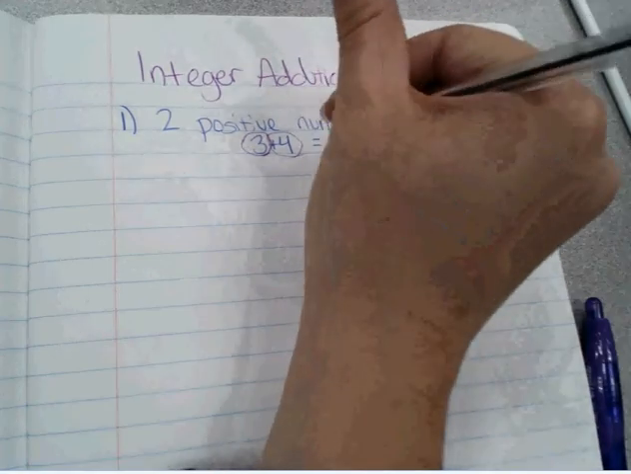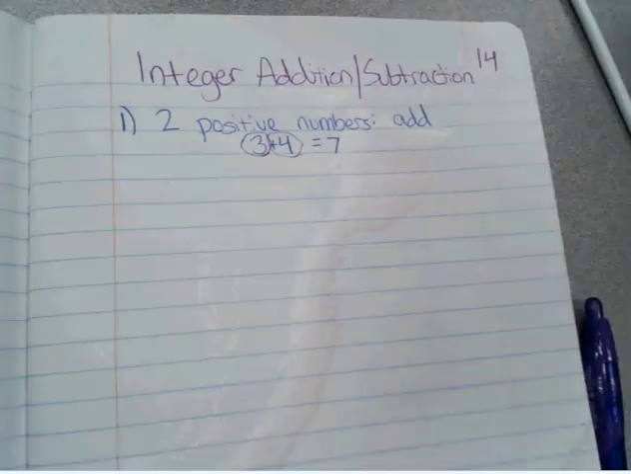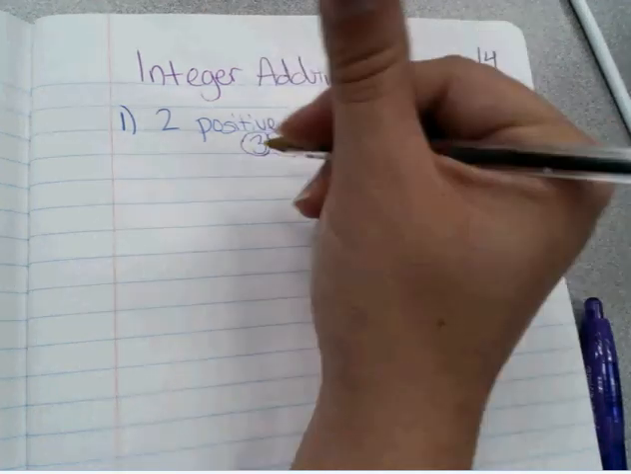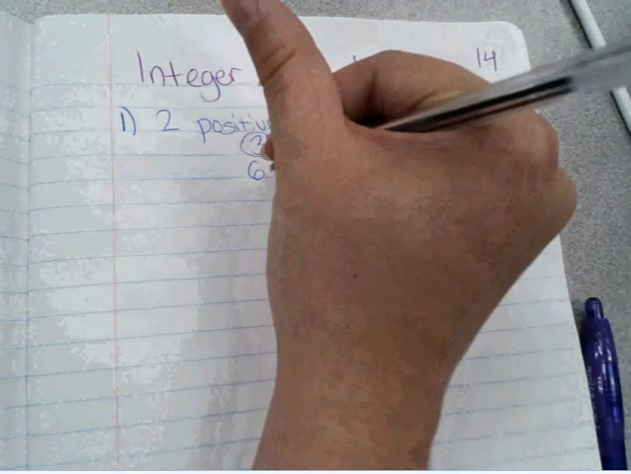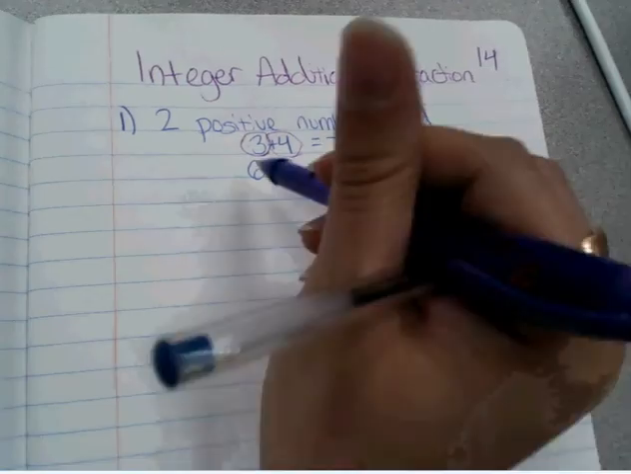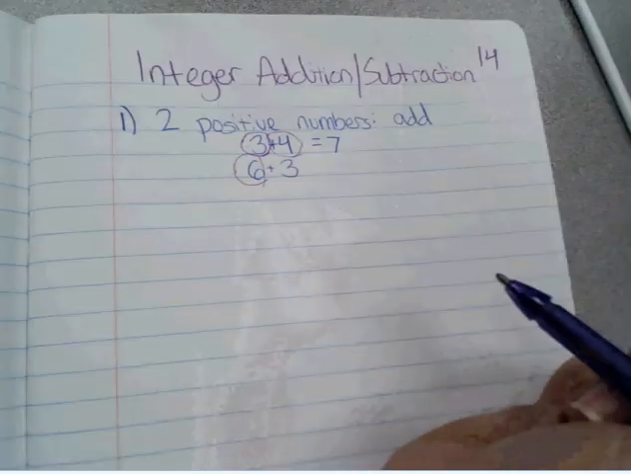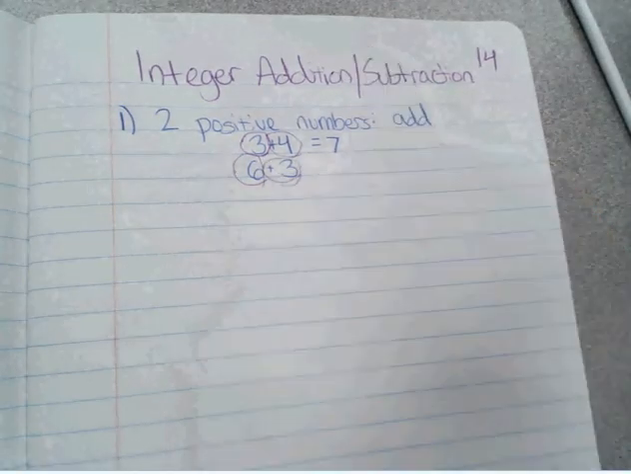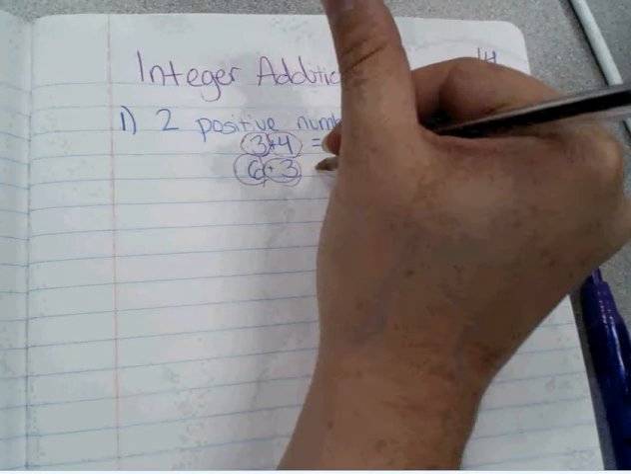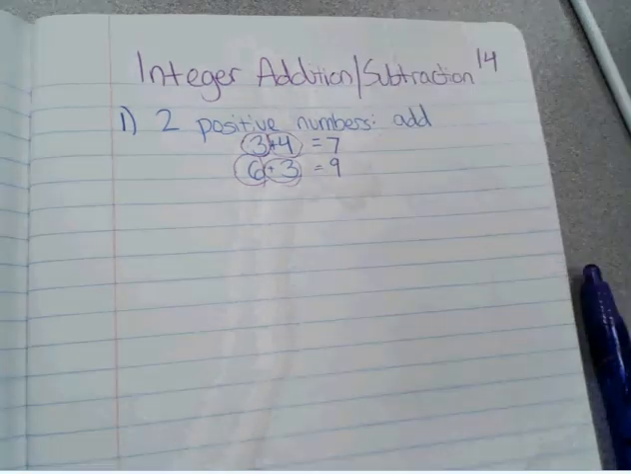When we add those, we know it's 7. Another example is if we have something like 6 plus 3. Again, in front of the 6, there's no sign, so you know it's positive. In front of the 3, there's a positive sign. So they're both positive. Just add normally. We know 6 plus 3 is 9. So that's the easiest case.